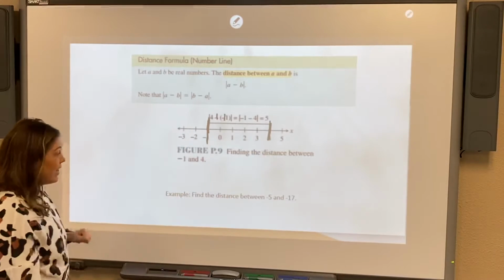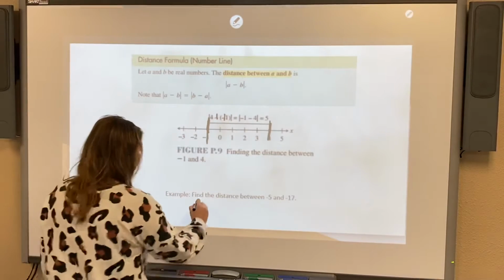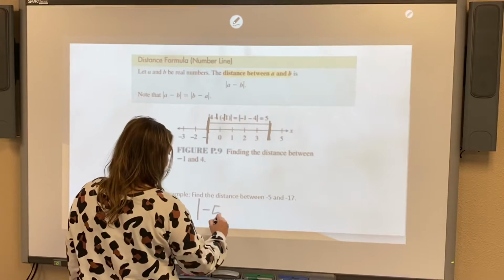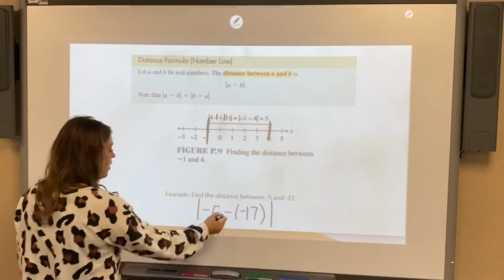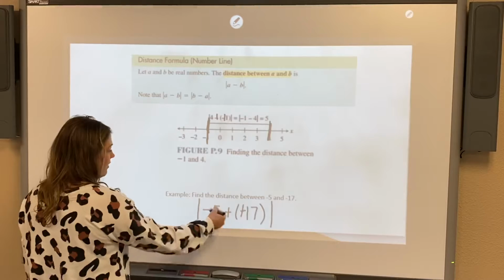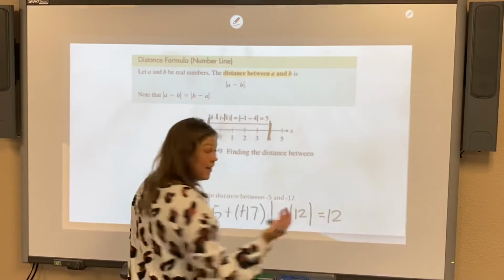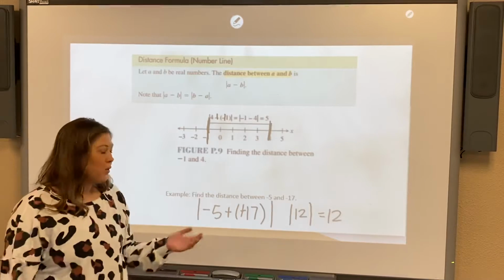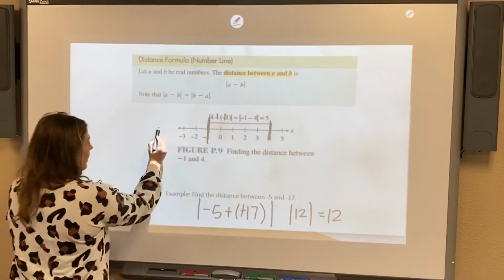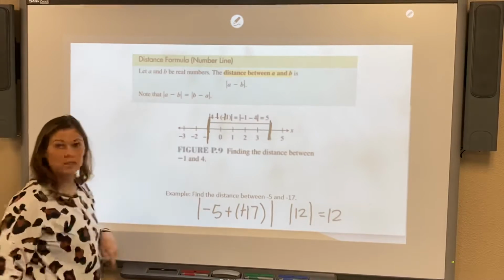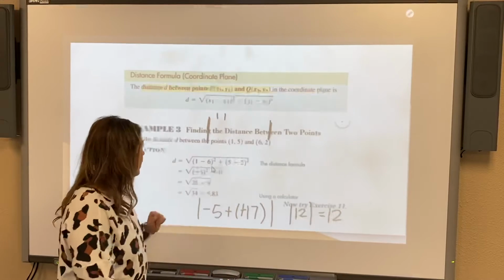So here we have find the distance between negative 5 and negative 17. So all we have to do is find the absolute value of negative 5 minus negative 17. So keep, change. Negative 5 plus 17 is 12. So the absolute value of 12 is 12. Okay, so the distance, and if you think about it on a number line, negative 5 is here, negative 17 is here, they're 12 units apart. Okay, and again, distance is always positive.